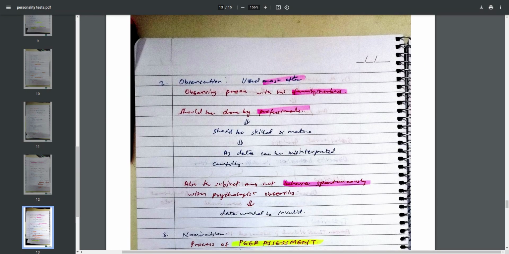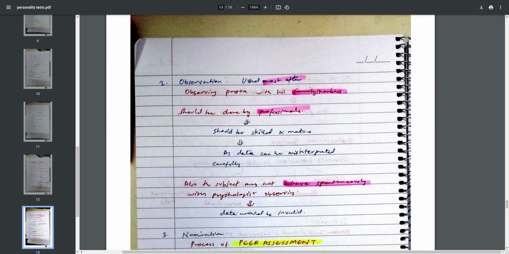Then observation. This is very often used to understand a person. They are observed with their family members or close people. But then the problem with this is that this should be done by professionals only, because the answers can really be misinterpreted, and their behavior, a lot of details goes missed out if it's not done by a professional.